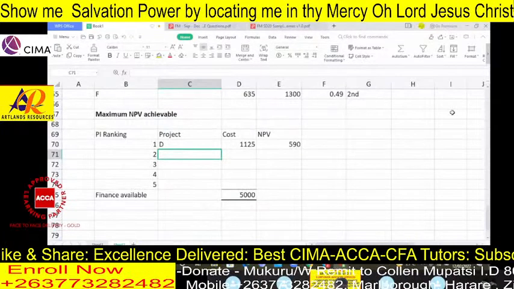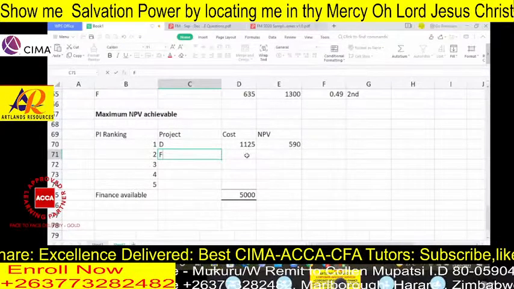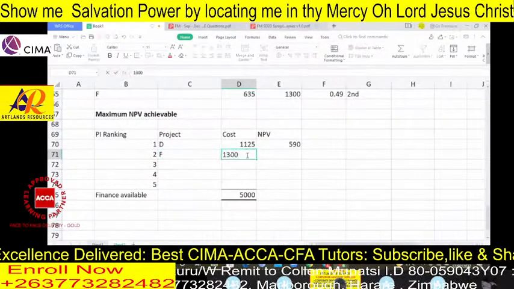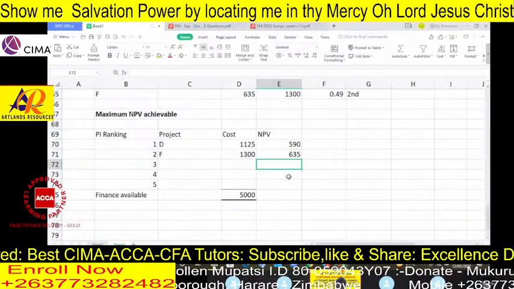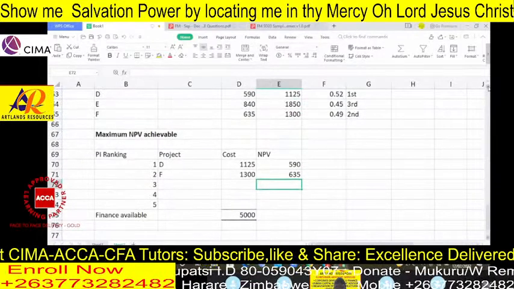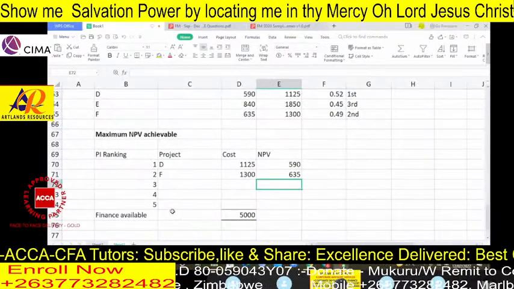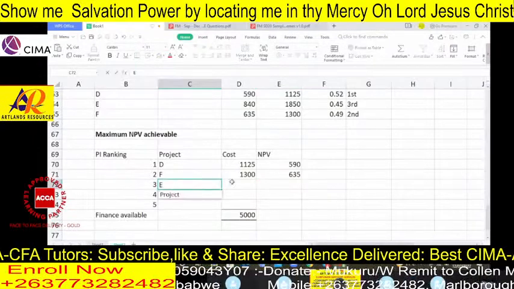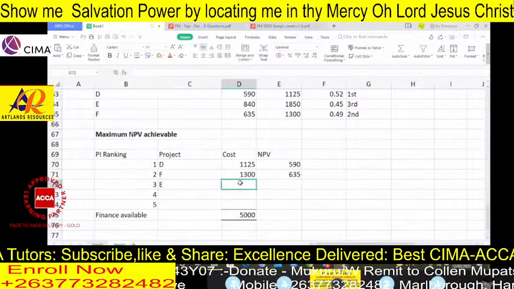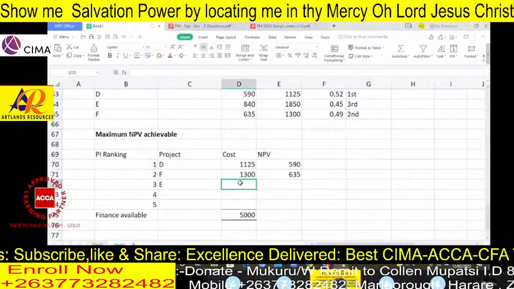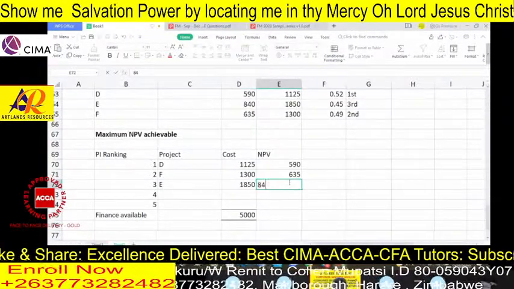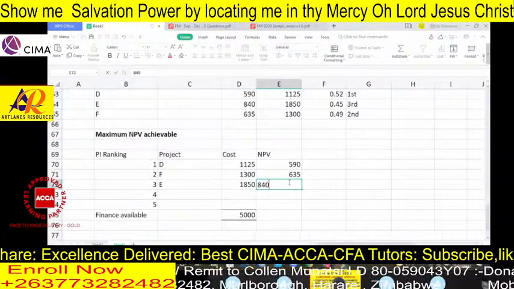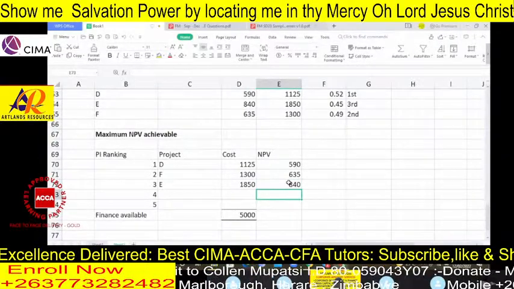F is second. It is a cost of 1,300 and an NPV of 635. Okay, I'm checking if I'm yet to exceed my money, and I'm still remembering that my money is still there. Then E is the other one. It is a cost of 1850 and has got NPV of 1840. Notice how you say is doing it.